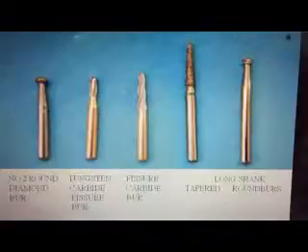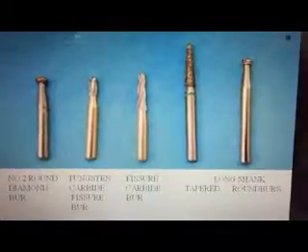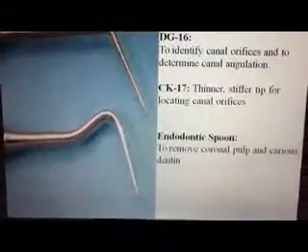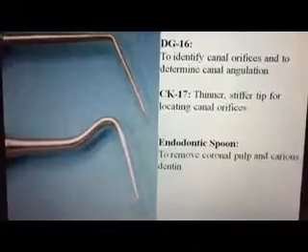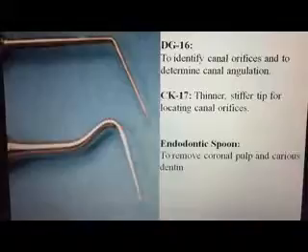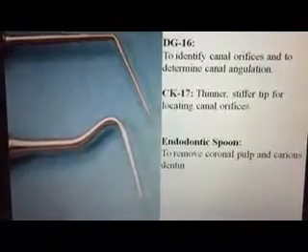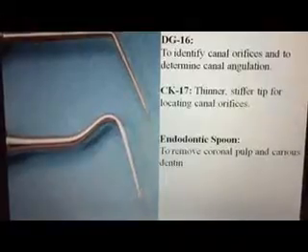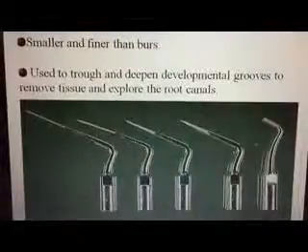These are the different burrs used to prepare the coronal cavity. These are the safety tip burrs, which will prevent gouging in the coronal portion and perforations in the furcal areas of the teeth. These are endodontic explorers. They are used to identify and explore the canal orifices. The second one is the endodontic spoon excavator. It helps to remove the coronal pulp and carious dentin.